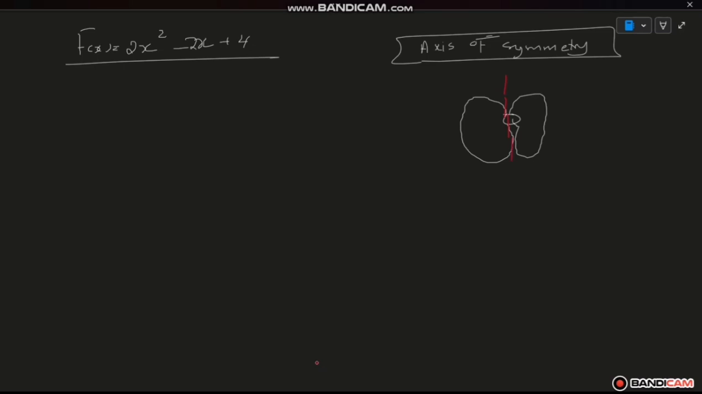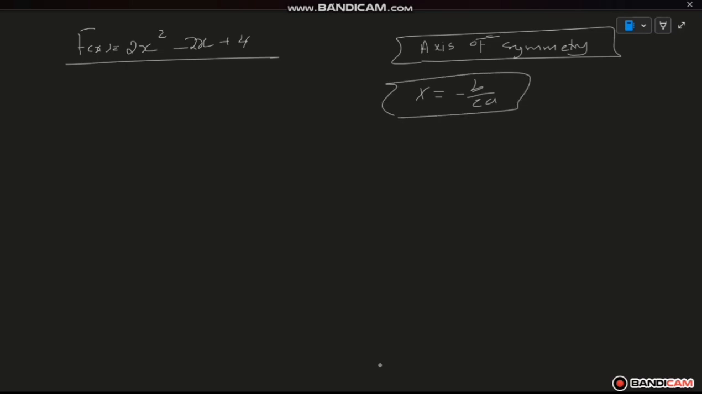Then we have this red line here as I'm actually showing it. So this red line is known as what? The axis of symmetry. It divides this butterfly into half. So that's what it does even in a parabolic function. Okay, so this is the formula that you use to calculate the axis of symmetry.